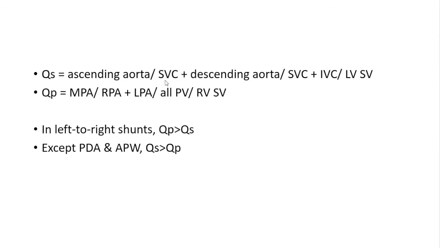Usually we acquire multiple Q flows in complex congenital heart disease cases or in post-operative patients to correlate and cross-check the volumes and flows, and also in case some flows may show artifacts. So in left to right shunts, there is increase in pulmonary blood flow, so the QP is more than QS, except in shunts like patent ductus arteriosus and aortopulmonary window, where the ascending aorta and MPA Q flows are acquired proximal to the shunt. So actually, the QS is more than QP in these patients.